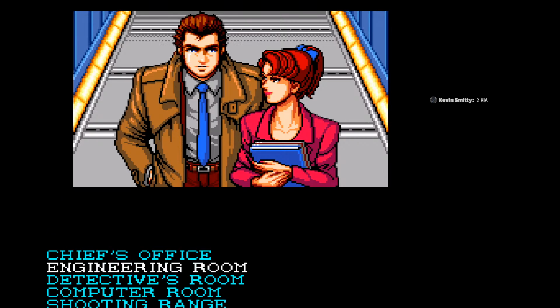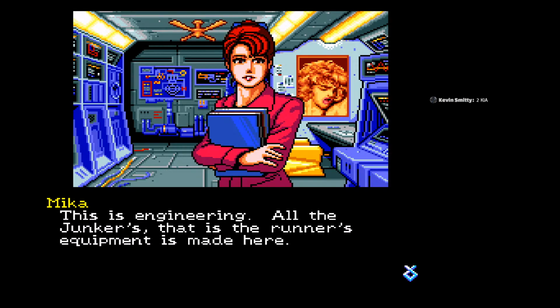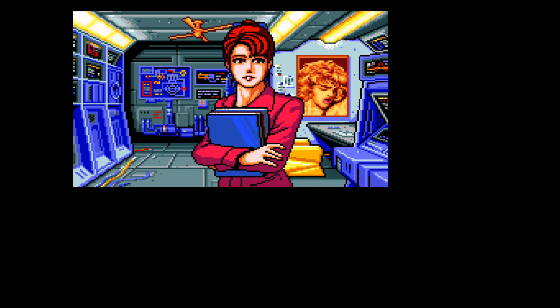Alright, let's go to the engineering room where I can talk to, what's his name? This is engineering. All the junkers', that is, the runners' equipment is made here. It doesn't look like Harry's around at the moment.